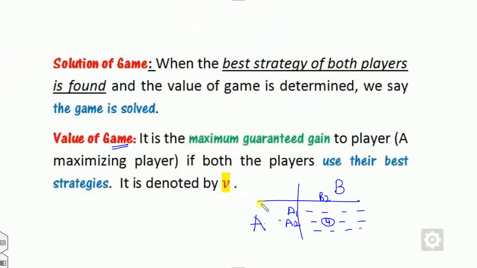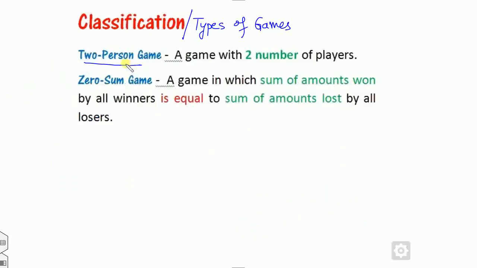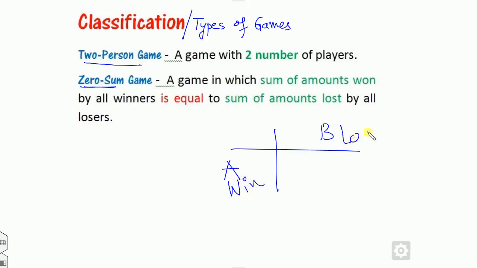Look at this slide. There are two players, so we call it a two-person game. What is the zero sum? As the name itself suggests, there is a sum of zero. Whenever we are talking about two players A and B, it means if A wins, then definitely B will lose the game, or vice versa.